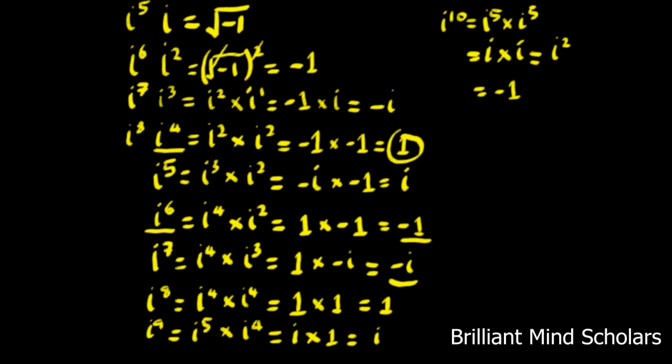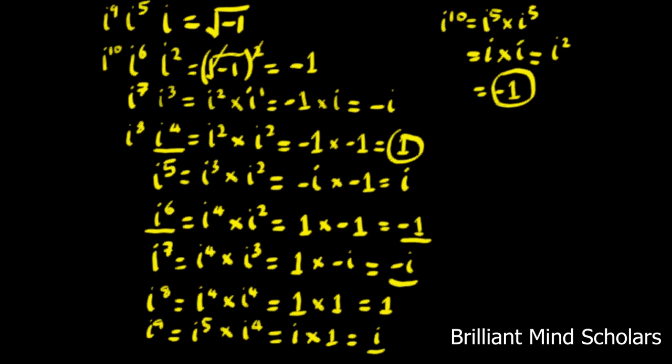So I raised to power 9 will be the same value as I raised to power 1. We calculated I raised to power 9 to give us I. And I raised to power 10 will be the same value as I raised to power 2. When we calculated, we got that I raised to power 10 gives us minus 1, and I raised to power 2 is also minus 1.